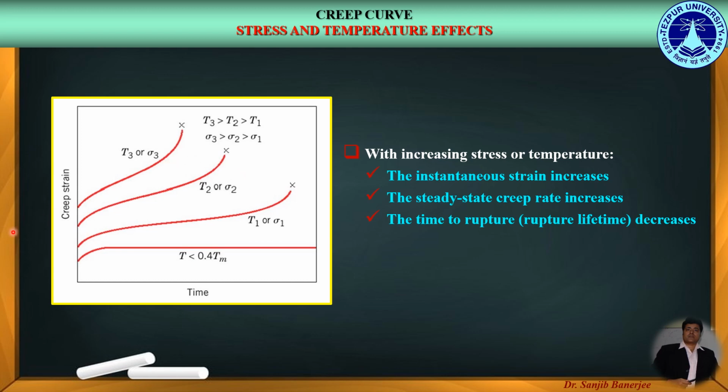Now, with increasing stress or temperature, we can make three significant observations on the creep curves. Firstly, with increasing stress or temperature, the instantaneous strain increases. Secondly, with increasing stress or temperature, the steady state creep rate increases. And thirdly, with increasing stress or temperature, the time to rupture, that is, the rupture lifetime, decreases. So, this explains the influence of stress and temperature on the creep curves.